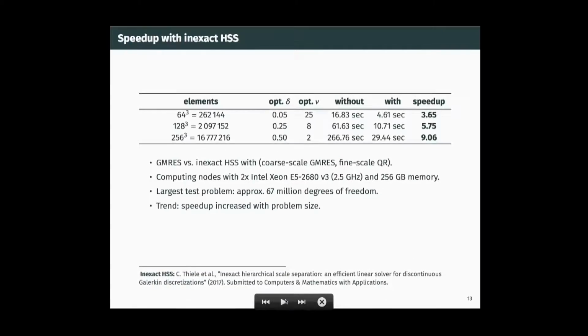So we applied this algorithm to linear systems from the fluid simulation I showed earlier. And we compared just a plain GMRes solver versus the same GMRes implementation embedded into this inexact HSS scheme for a system with up to 67 million degrees of freedom. And we observed a speed up of up to 9 times here. And it looks like the speed up is even increasing with the problem size, which is, of course, very promising.